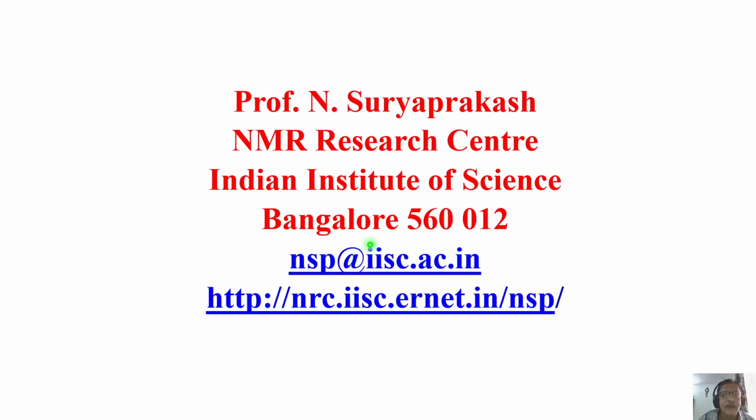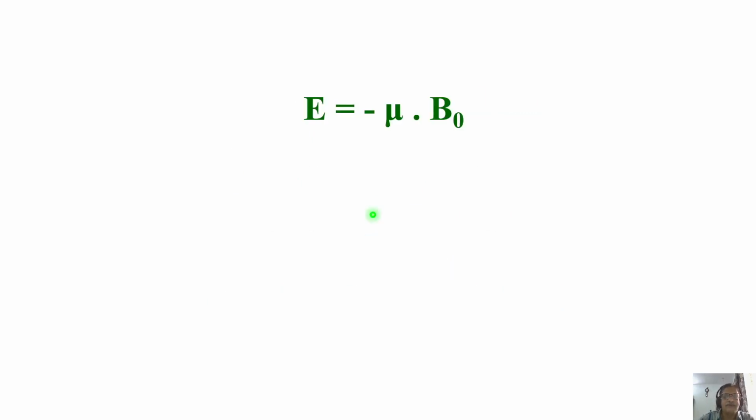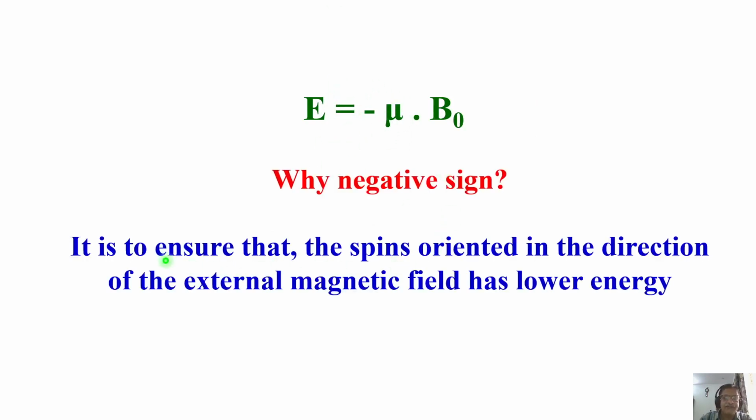Mu. So we found out the energy of interaction E is equal to minus mu dot B. Both mu and B are vectors. This is the total interaction energy. Also, we discussed, remember, this interaction energy was negative. Why was it negative? Because it ensures that spins oriented in the direction of the external magnetic field have lower energy than those opposite to it. That is only the concept. As a consequence, the negative sign was incorporated into this equation.